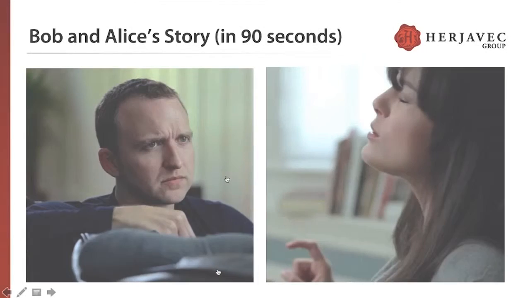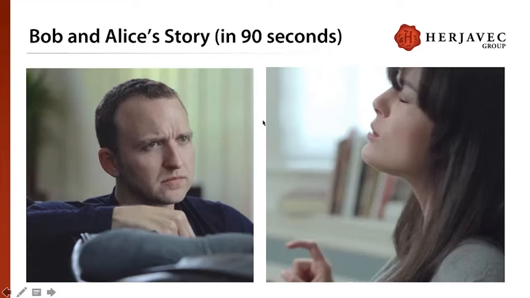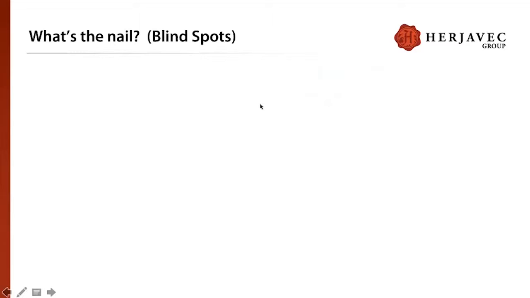All right, so that is our lovely couple, Bob and Alice, and as you saw from the video, there's definitely some things going on there. And what we're going to ask next is, what's the nail, right? So what are the blind spots that Bob and Alice have? And so we'll go through this together. And by the way, at the end of each section, we're going to go through some questions that are coming from you. So feel free to post the questions in here, and we'll address them throughout the presentation.